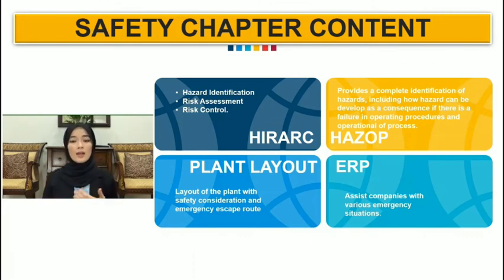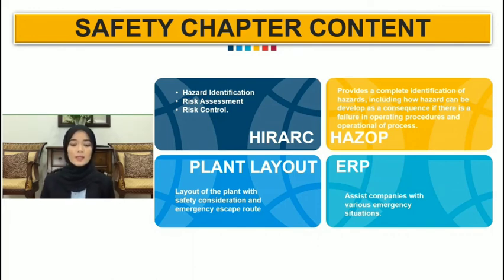And then we have HAZOP. HAZOP is a more detailed and complete identification of hazards, including how the hazard can happen, and then the consequences if there is a failure in operating procedure. Later I'll show you an example of HAZOP on one of the equipment. And then plant layout. In plant layout, we include all the safety considerations and then the emergency escape route.